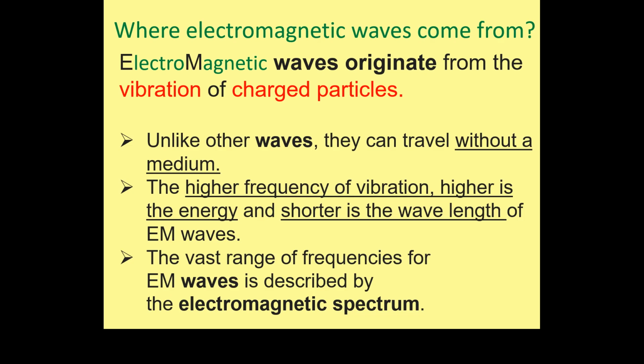So electromagnetic waves originate from the vibration of charged particles. There are many waves, but the special property of this wave is that it is produced because of the vibration of charged particles. So the keyword you can understand and remember here is vibration of charged particles.